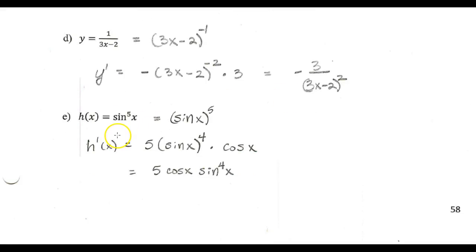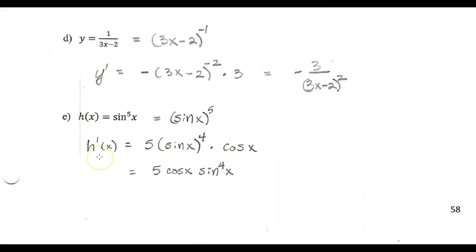All right. Part E of this example, I have h of x equals sine to the 5th power of x, right? You have to be careful. This notation here means the sine of x to the 5th power. It's the whole thing to the 5th power. So hopefully you're comfortable with that notation. You've probably seen sine squared x a lot, or cosine squared x. But if I have sine to the 5th of x, it just means sine of x to the 5th power.